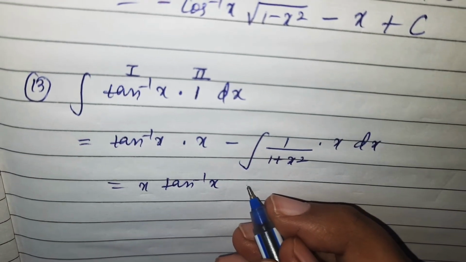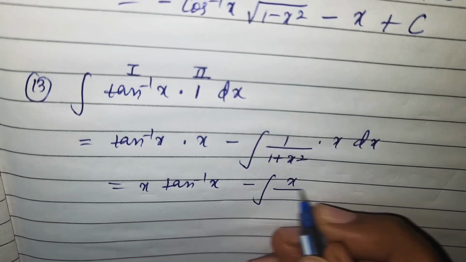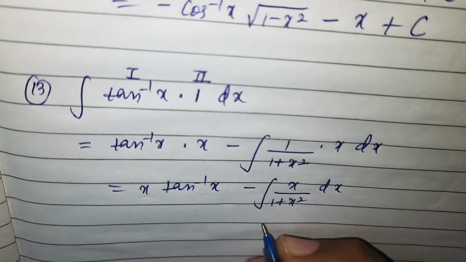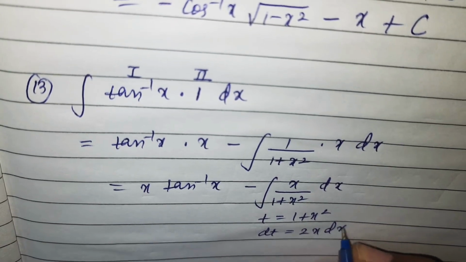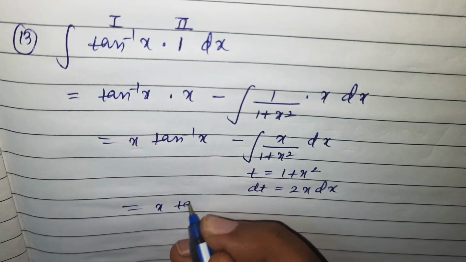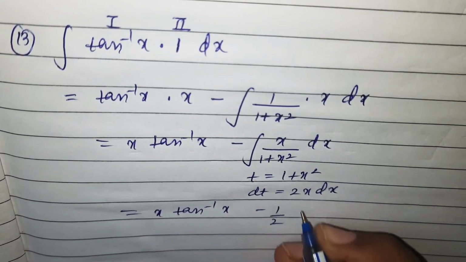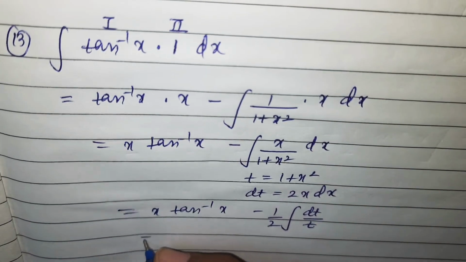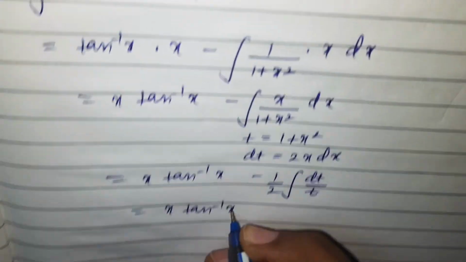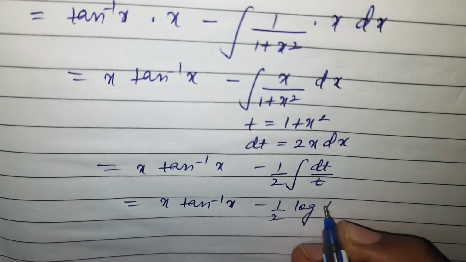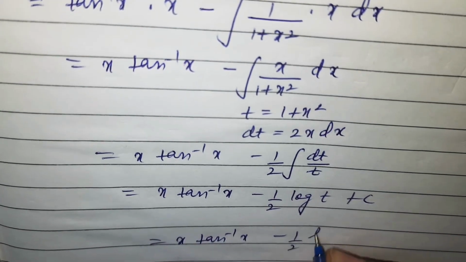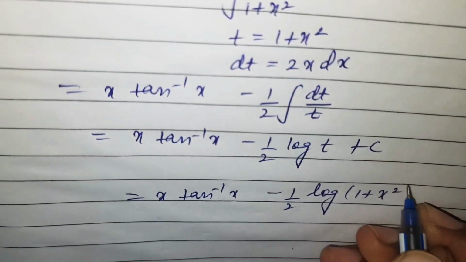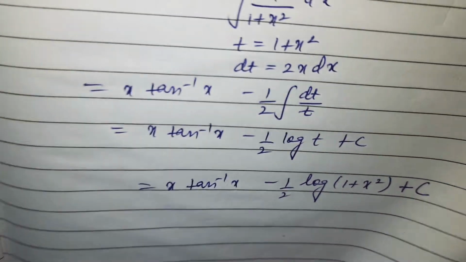Now, if I want to integrate this, I take t as 1 plus x square, dt is 2x dx, so x dx is dt by 2. So x tan inverse x minus 1 by 2, substitution method, dt upon t. So the final answer is x tan inverse x minus 1 by 2 log t plus c. So the answer is x tan inverse x minus 1 by 2 log of 1 plus x square plus c. So question number 13 is done.